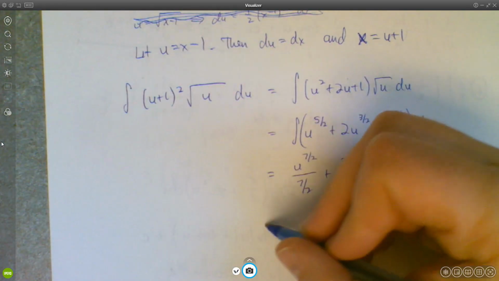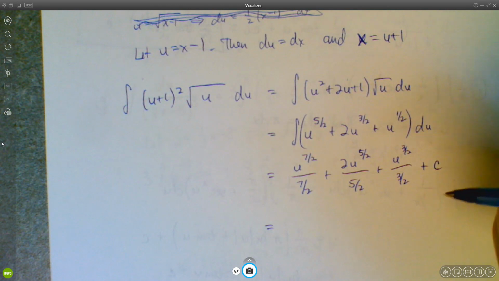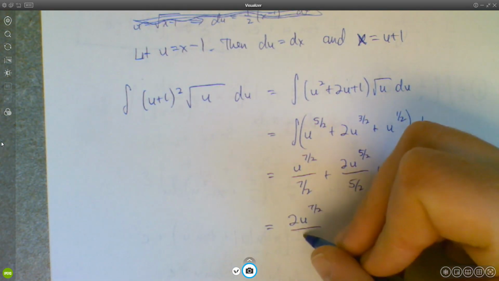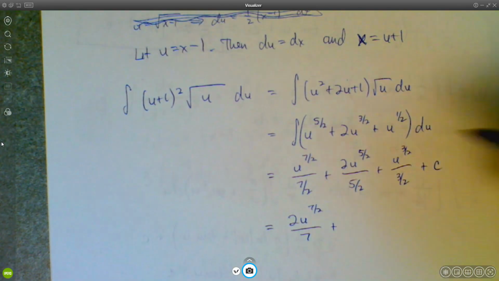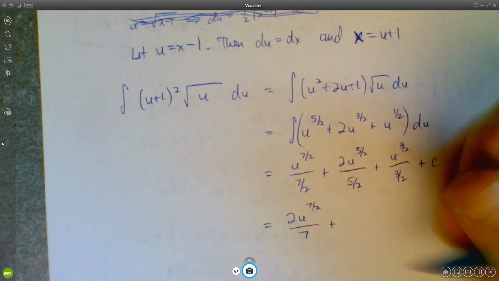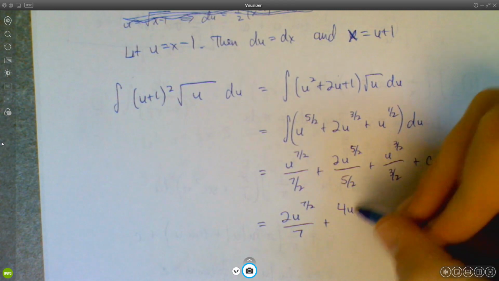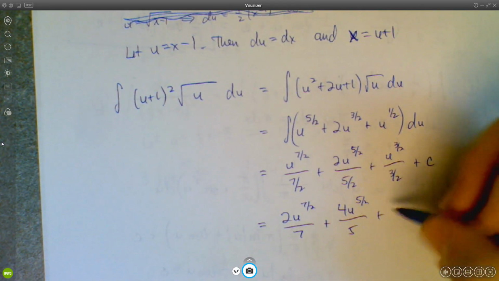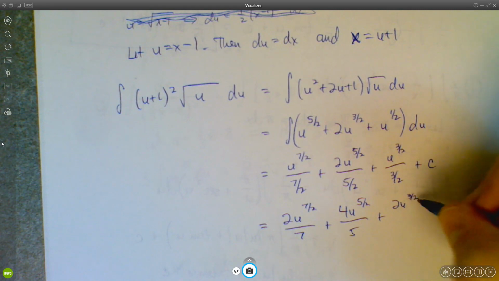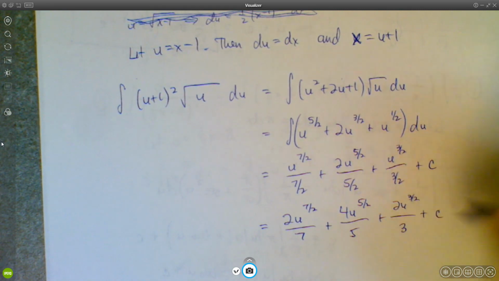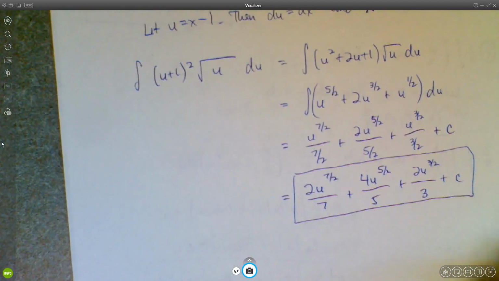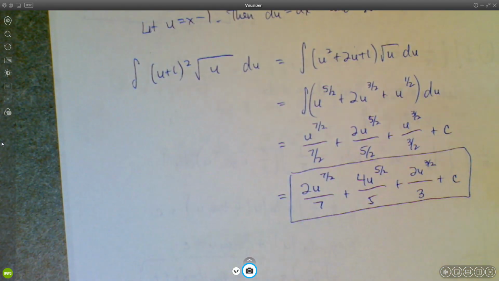And we can clean this up a little bit. This is going to be 2u to the 7/2 over 7 plus, when I flip and multiply, this is going to be 4u to the 5/2 over 5 plus 2u to the 3/2 over 3 plus c. You can maybe find a common denominator or whatever if you want, but that's good enough for me.